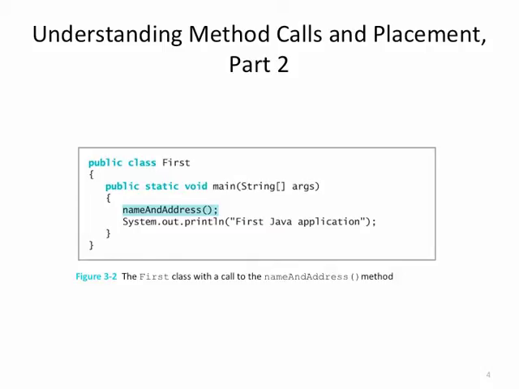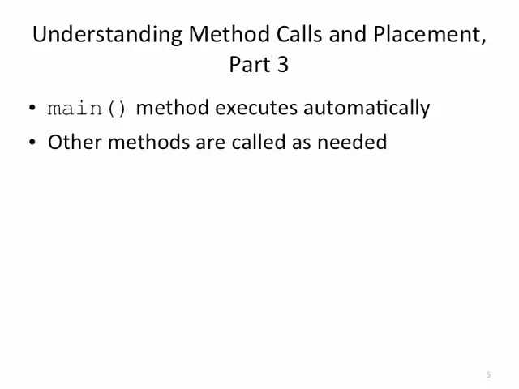But on the following line, we have system.out.println, which is calling a method, the println method, and inside those parentheses, we have the string constant, first Java application. So that is passing a piece of information to the println method, so the println method can do its job. In the case of name and address, I can tell from this method call that it doesn't need any other information from the caller to be able to do its job. So the main method executes automatically when we press the run button. All other methods need to be called in order to run.